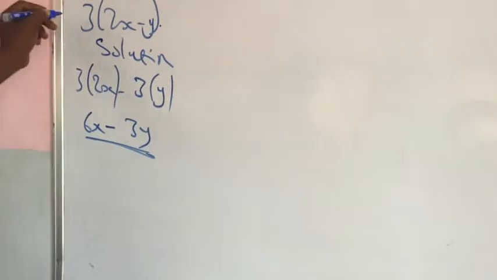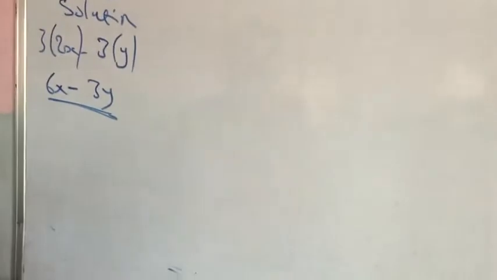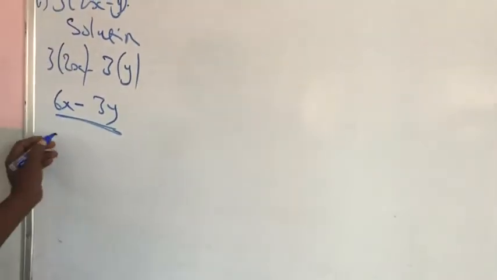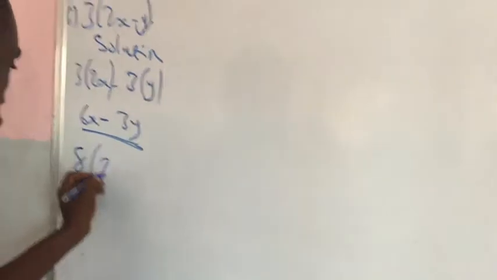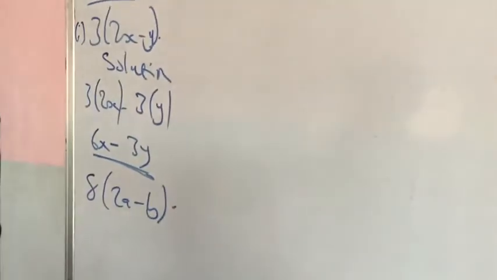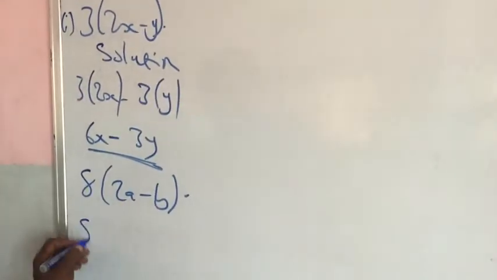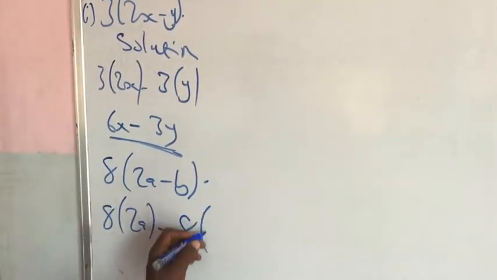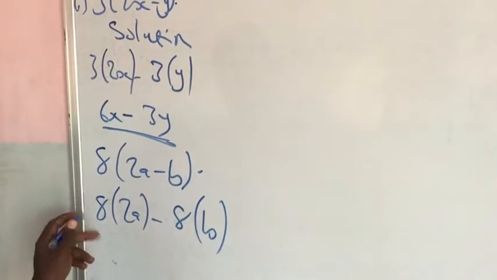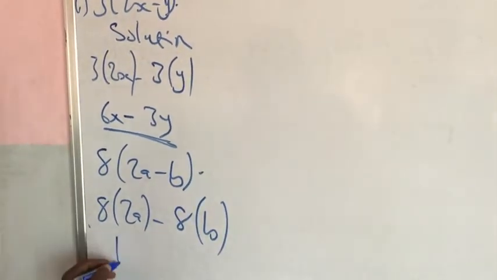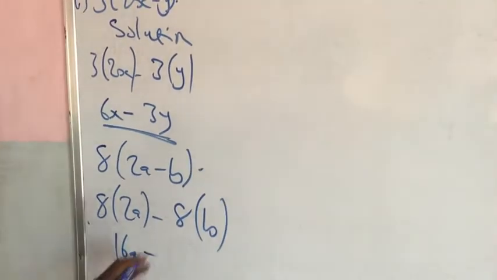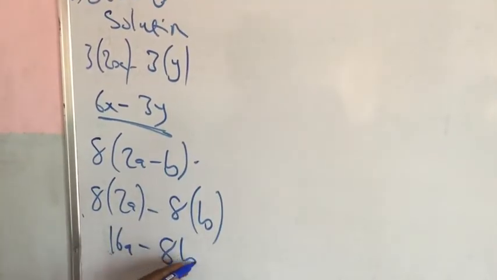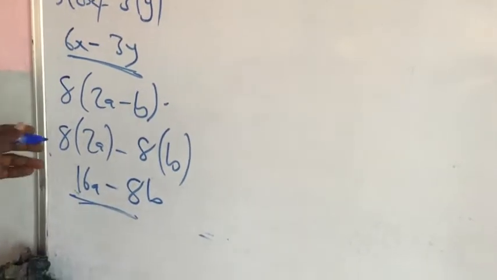Let's quickly touch another example before we move to the next subtopic. We have 8 into the bracket of 2a minus b. If we are to remove the bracket here, what do we do? We say 8 into the bracket of 2a minus 8 into the bracket of b. So 8 times 2a is 16a, minus 8 times b is 8b. That is our answer. You can see we have removed the bracket. This is very easy and straight.